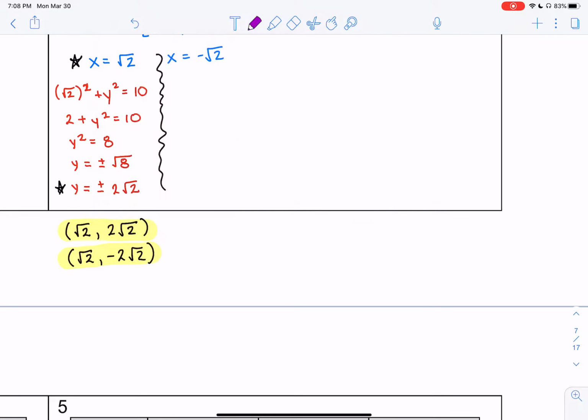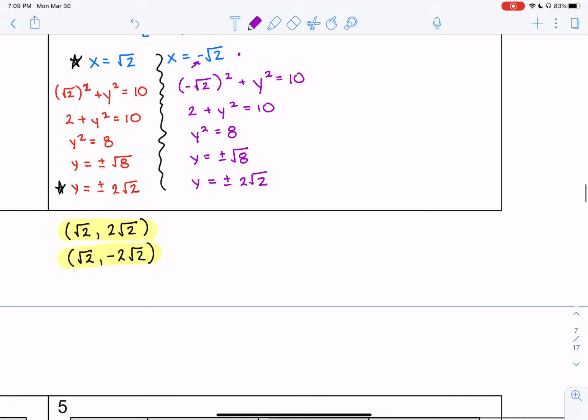Now I'm going to carry over to this right side, and I'm going to plug in a negative square root 2 to that same equation that I just plugged into. You should know pretty quickly that a negative being squared just becomes positive. So this ends up being 2 plus y squared equals 10, which looks a lot like what we just did. Y squared is 8, y is equal to plus or minus the square root of 8, and further y equals plus or minus 2 root 2. My solutions are very similar except we had a negative out front.